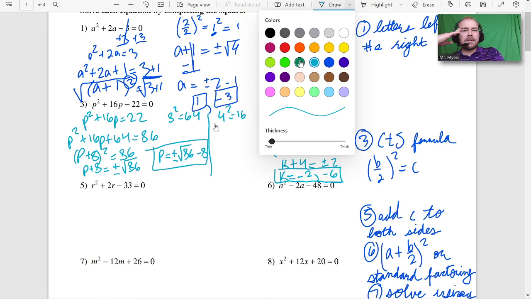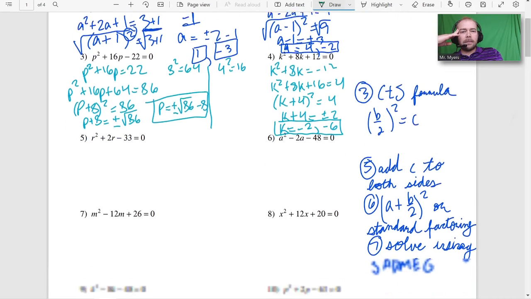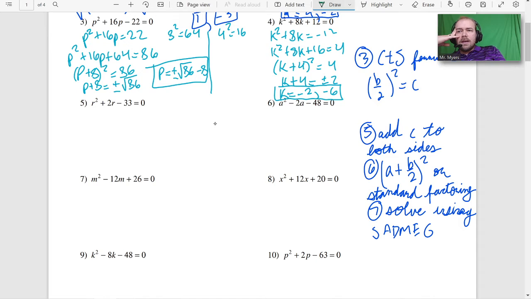And let's switch colors again, because why not? All right, we're moving along here, solving them a little bit faster as we go. We get 33. Okay, so that was step 1. Step 2, we use completing the square formula. 2 over 2 is 1. 1 squared is 1. So I'm going to add 1 to both sides. So plus 2r plus 1 equals 34. Then I do r plus 1 squared equals 34. Square root, square root.